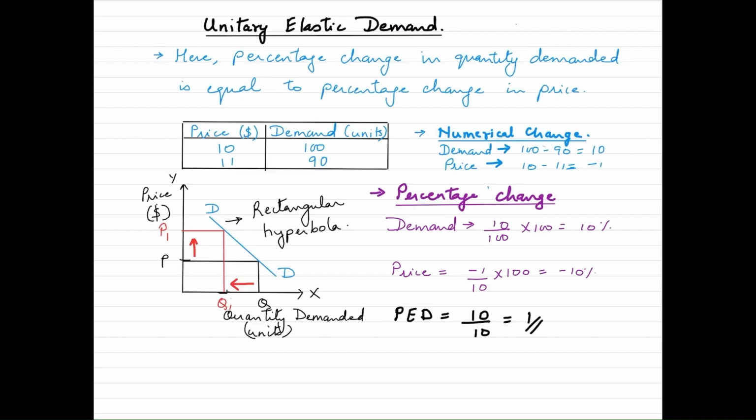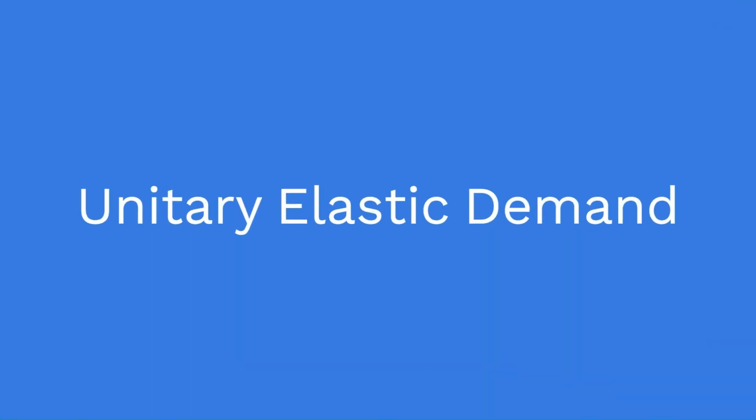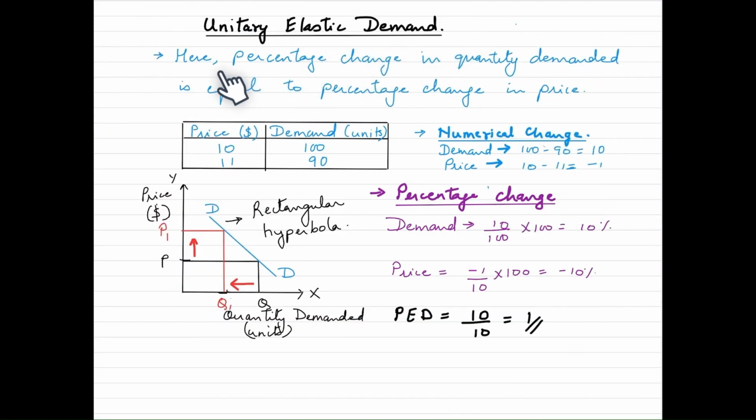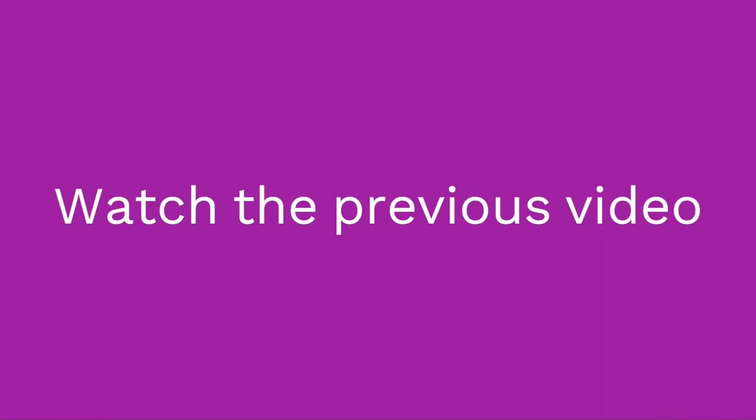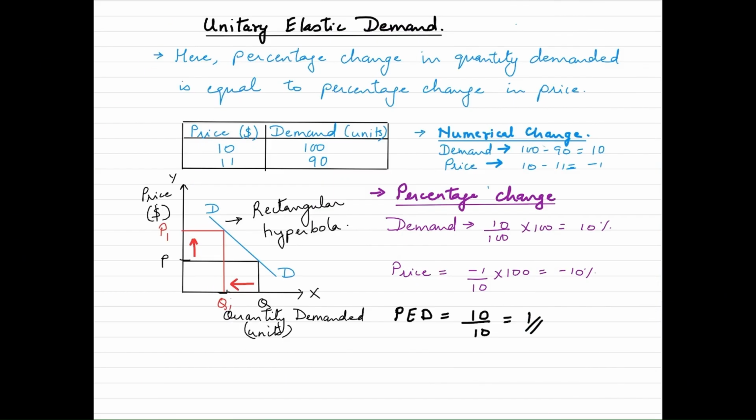The first concept here is unitary elastic demand. This is a scenario where a percentage change in the quantity demanded of a particular commodity is equal to the percentage change in the price. For those who don't know what price elasticity of demand is, please check out my previous video. You would get to know the concept and the formula for calculating price elasticity of demand.